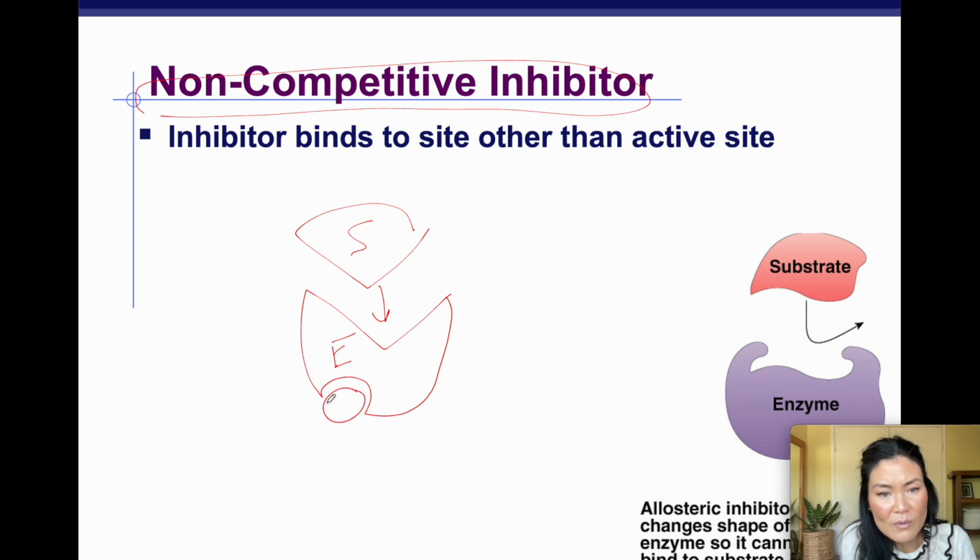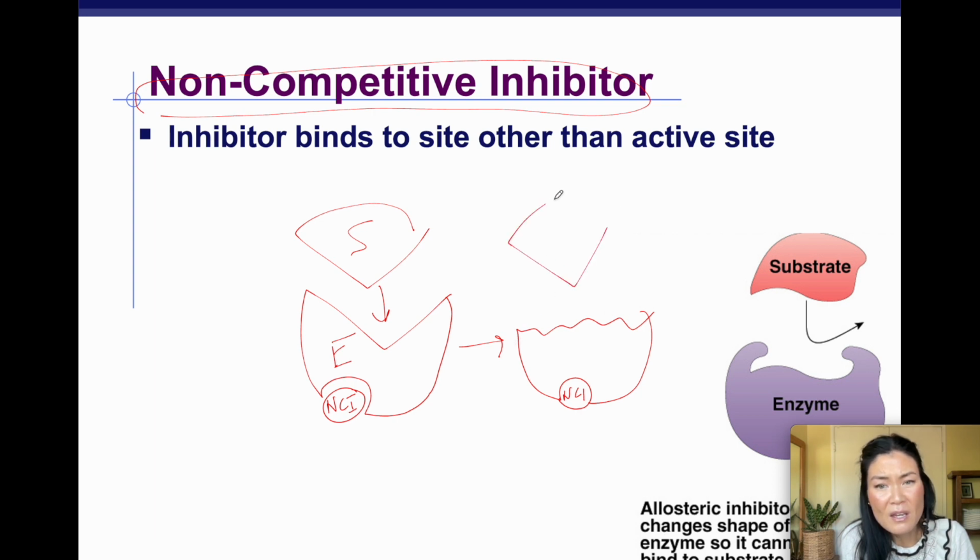It binds somewhere else. So this is going to be my NCI, my non-competitive inhibitor. And when it binds to a site other than the active site, it changes the shape. The enzyme changes, the active site changes shape. So there's my NCI. It changes the shape of the active site, and now the substrate can't fit. The substrate can't fit because the active site has changed shape. Okay. Non-competitive inhibitors are also called allosteric. Okay, allosteric inhibitors. Allo meaning other, and then steric refers to the other site.